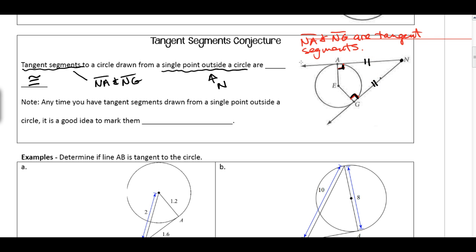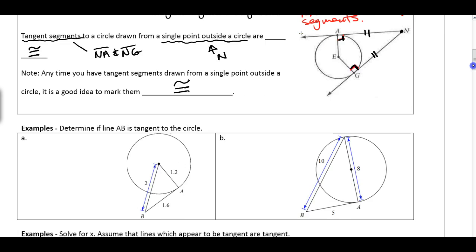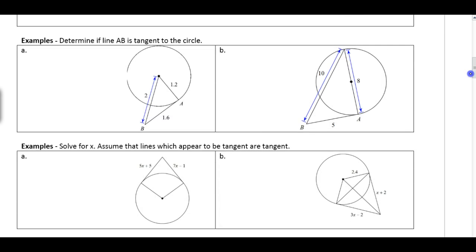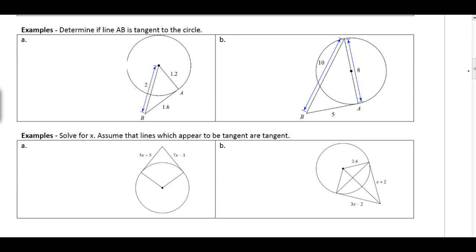So just like we did with our previous conjecture, we want to mark things that we know. So anytime you have tangent segments drawn from a single point outside a circle, it is a good idea to mark them congruent. Okay, so anytime we see a radius to the point of tangency, we're going to mark it with a right angle. Anytime I see tangent segments to a circle, we're going to mark those congruent. Okay, so let's go ahead and let's apply these conjectures.